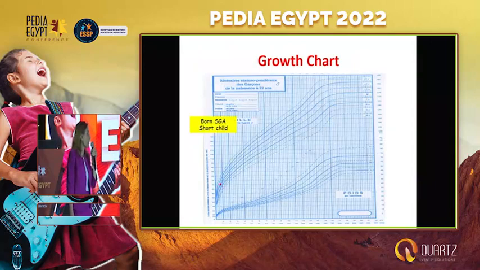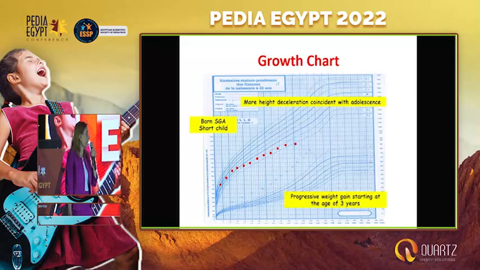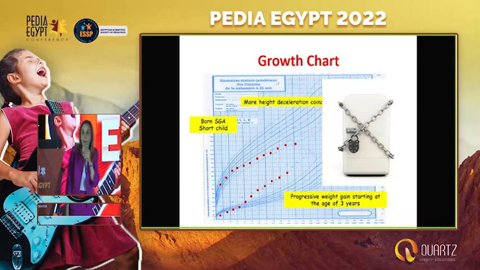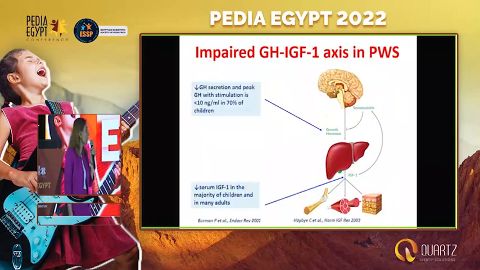And if you look at the growth chart, he was born SGA, he became a short child, and then he started to develop more deceleration coincident with adolescence in the height. And looking at the weight, he developed very fast weight gain starting from the age of 3 years, to the degree that his parents reported that they had to lock the refrigerator to stop him eating. They couldn't control how much he eats. He keeps eating all the time. Impaired growth hormone IGF axis is a constant feature in Prader-Willi syndrome, and they have resistance rather than deficiency.